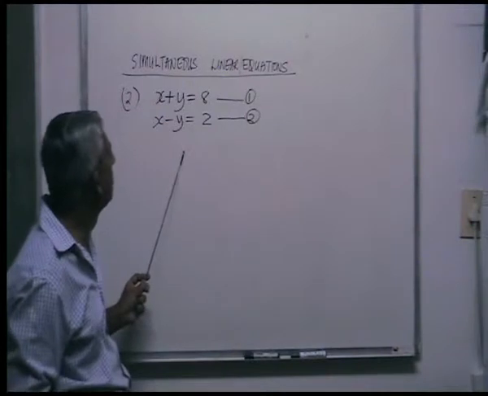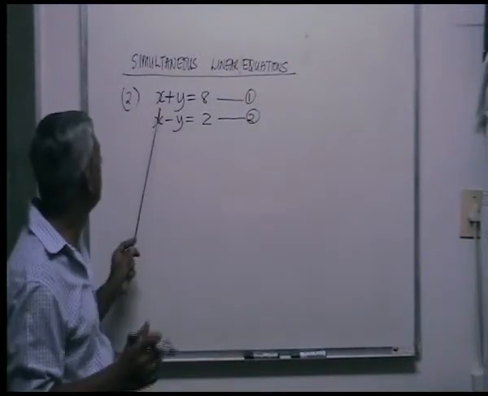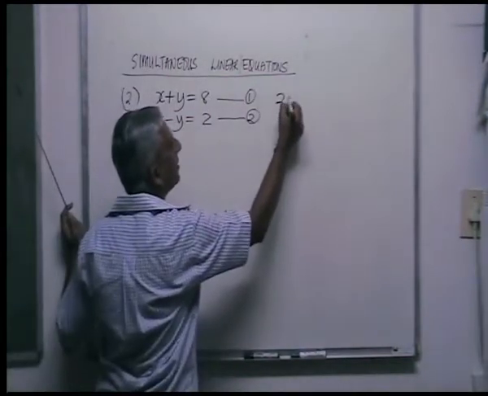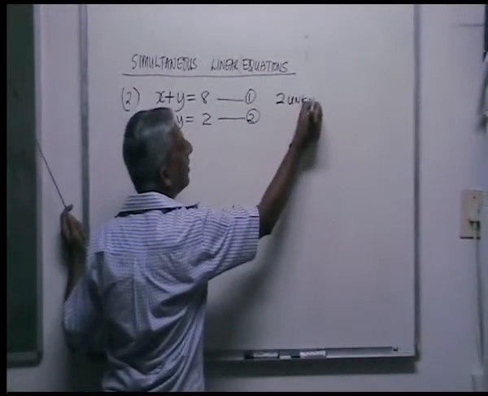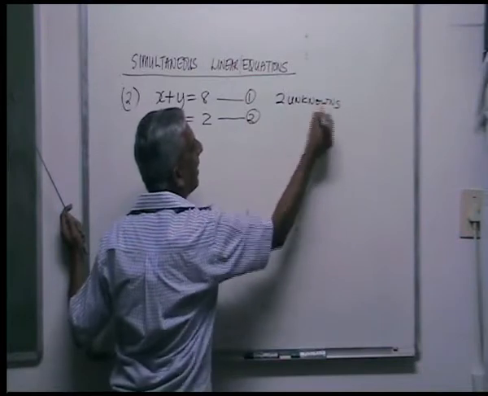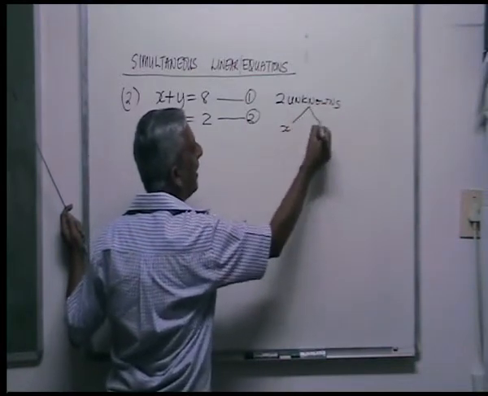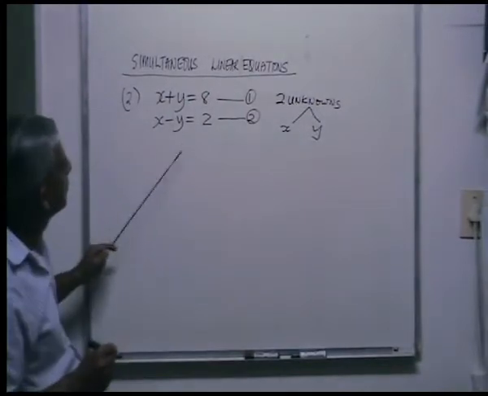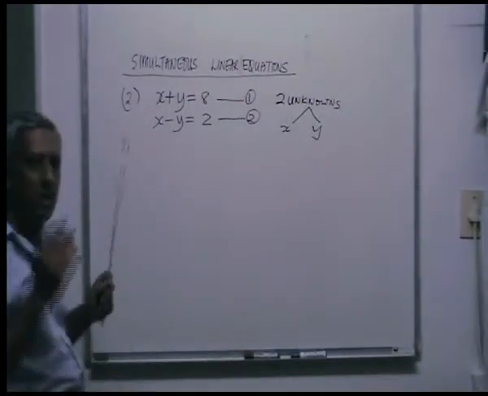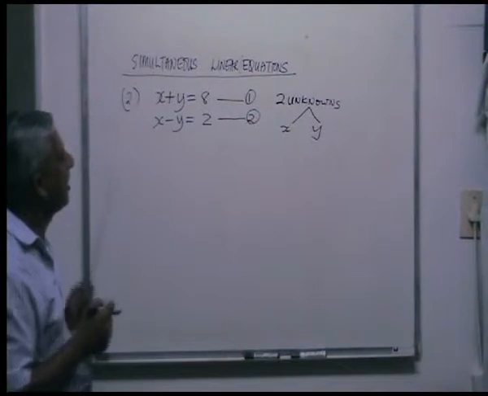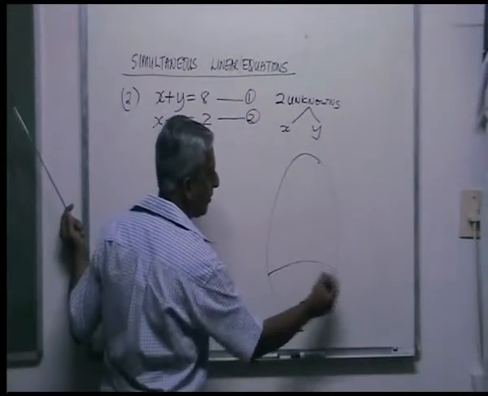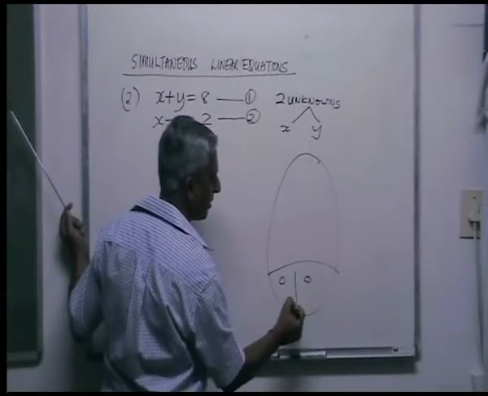So here is number 2. Now in this equation we need to get used to some words. There are 2 unknowns. And the unknowns are x and y. Now when we study these 2 equations, in our mind we have a lot of choices.